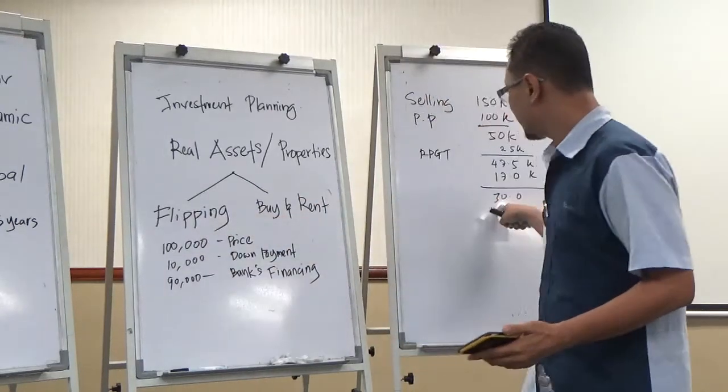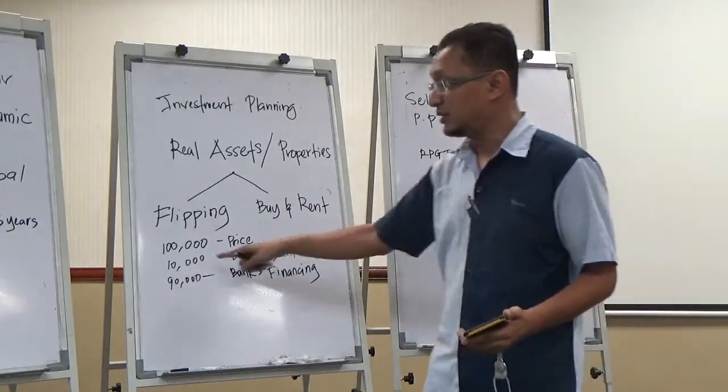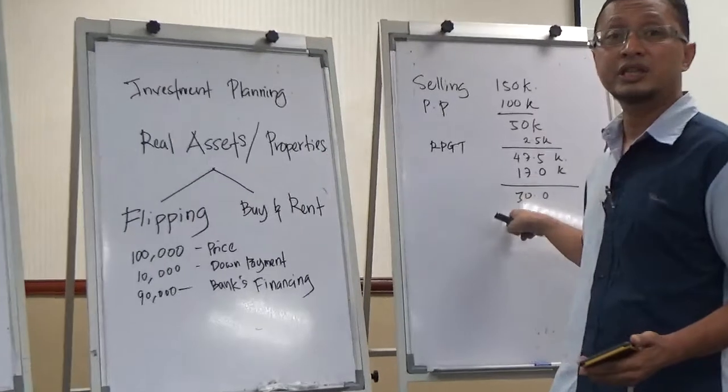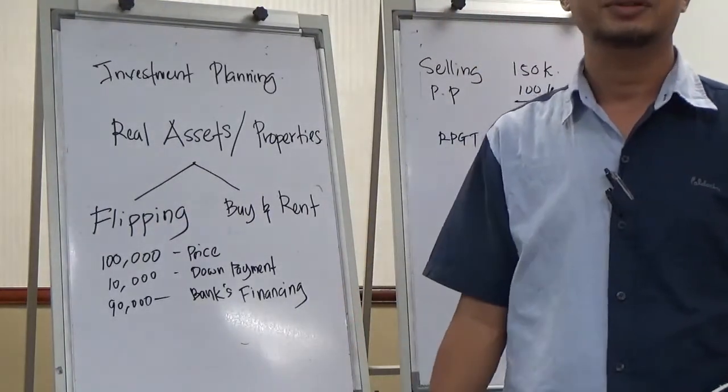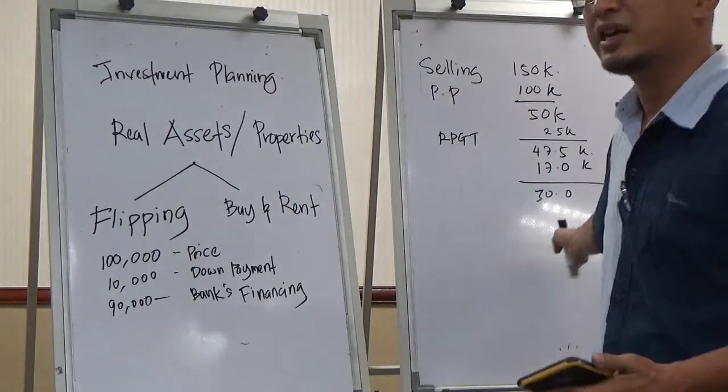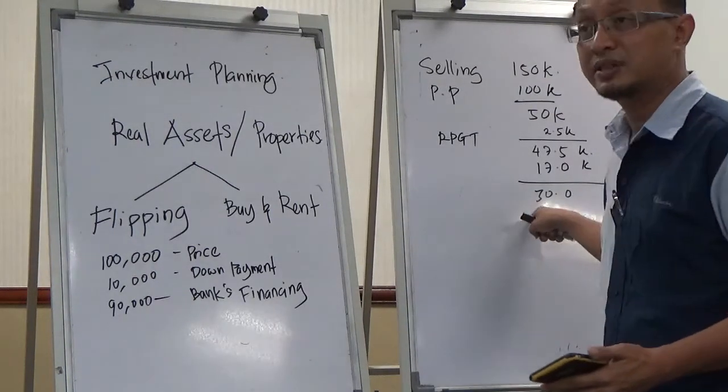When you get this, you can use it as your down payment for your next project, your next house. Probably 300,000, because you have 30,000 for your down payment.